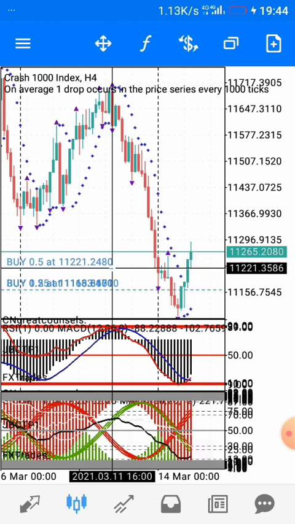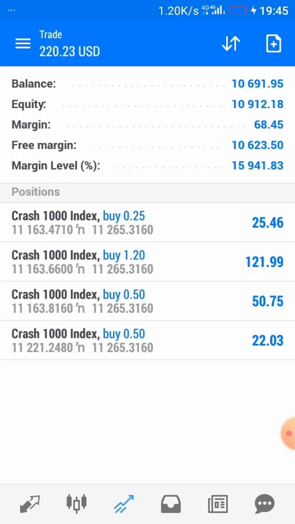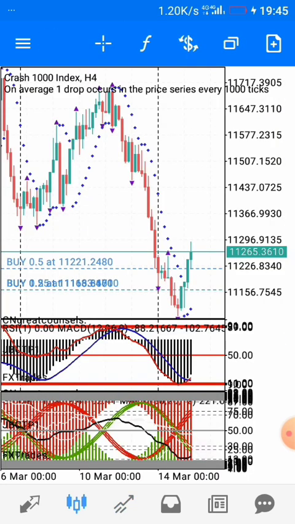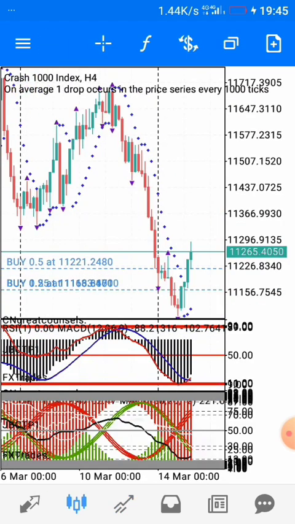You can place your trade, and then you allow it to run for hours, and then you monitor it. Within 2-3 hours, you must be in deep profit, just like this.